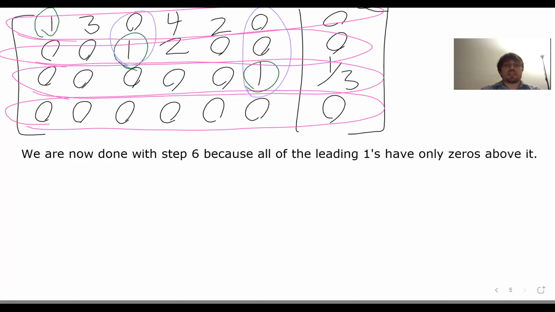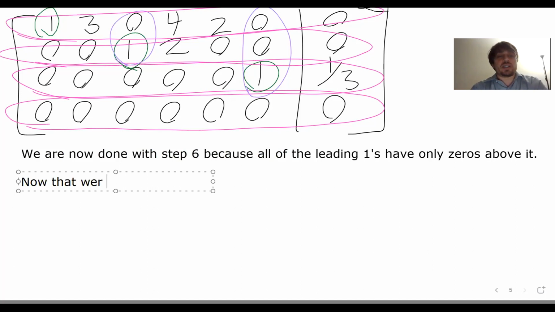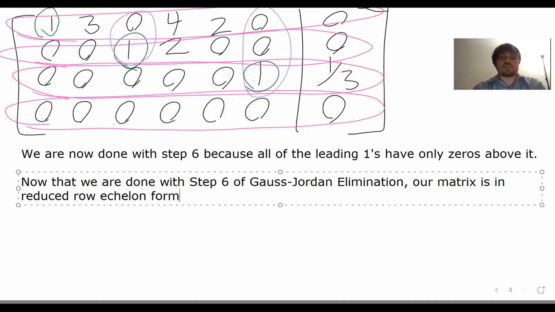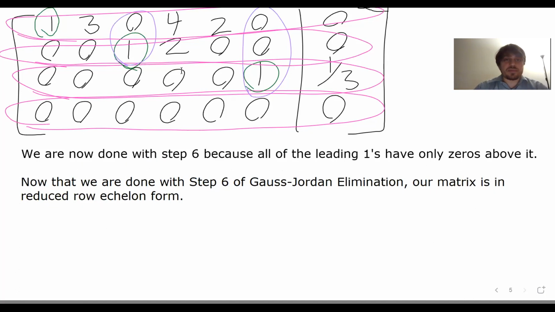And since we finished step 6 of this procedure, the procedure tells us we now have a matrix in reduced echelon form. And if you check it, it is. Now that we are done with step 6 of Gauss-Jordan elimination, our matrix is in reduced row echelon form. Okay, so we are now done with Gauss-Jordan elimination.